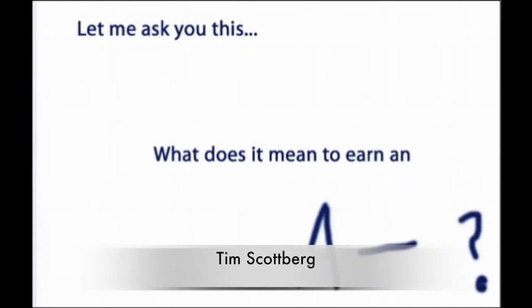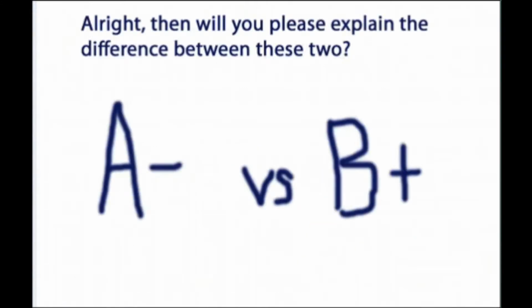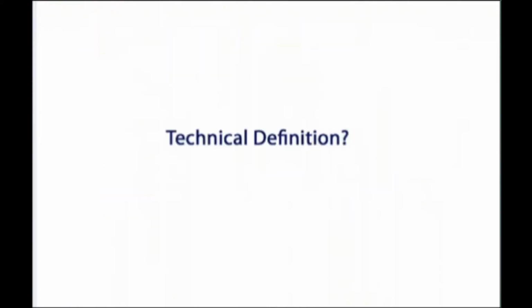What does it mean to receive an A-? I'm sure you could find an answer that goes something like, well, it means it wasn't quite perfect, but it was close. Excellent, but then how about this? Can you explain the difference between these two? I'm sure if you research this, you could find an old book that tells you a technical definition, but can any student give me that definition? How about parents right off the top of their head?